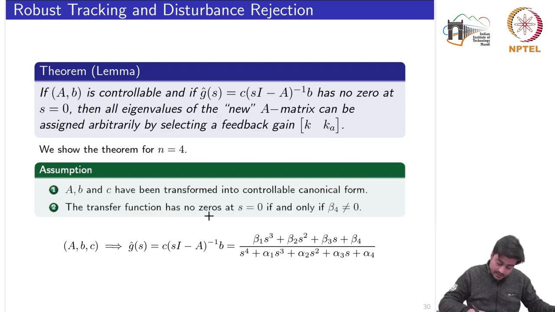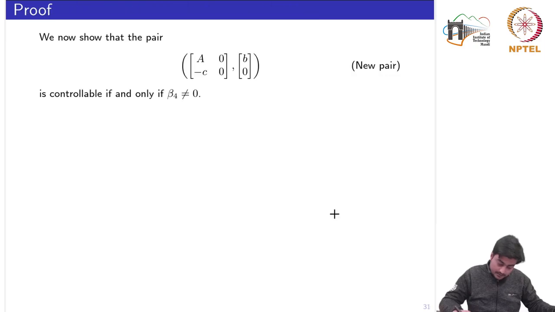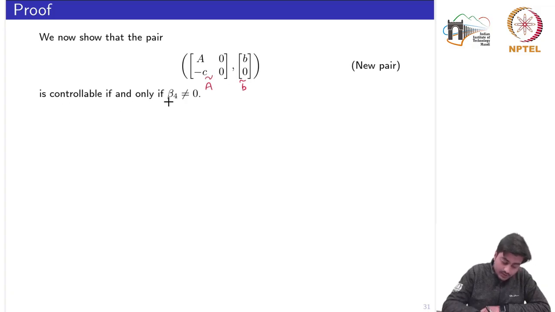Second, the transfer function has no zeros at s is equal to 0, the condition we had seen earlier, and it is possible if and only if beta 4 is not equal to 0, considering the transfer function for n is equal to 4. Okay, so taking these assumptions forward, the proof is that we now show that the pair, A tilde and B tilde, is controllable if and only if beta 4 is not equal to 0. If we are able to show this, then we have proved this lemma.